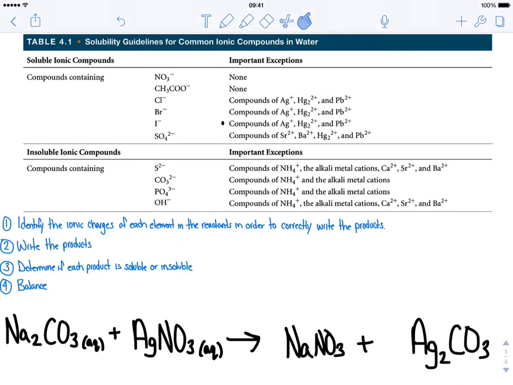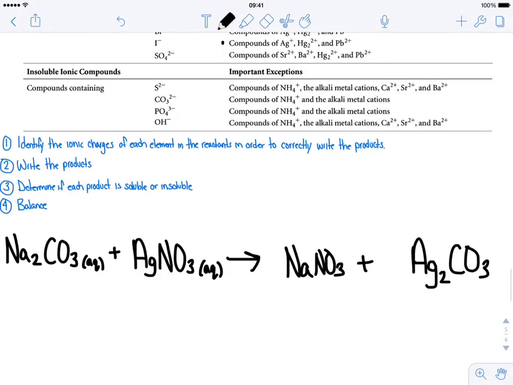So we do that by looking at the anions. So here's our first anion, nitrate. If we look for nitrate on this list, here it is right here. It's generally soluble, meaning it dissolves in water, so the state would be aqueous, and it doesn't have any exceptions. So that means that we can write aqueous.